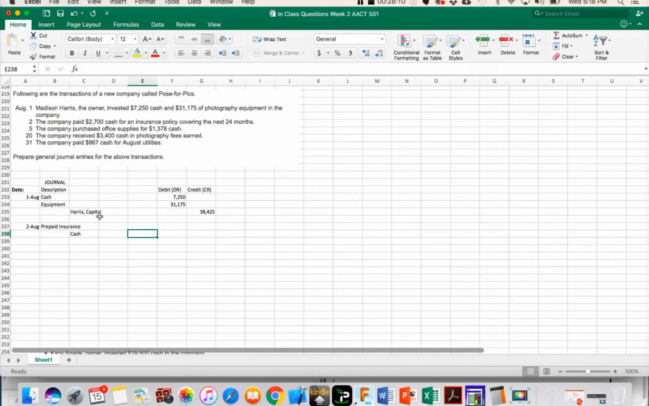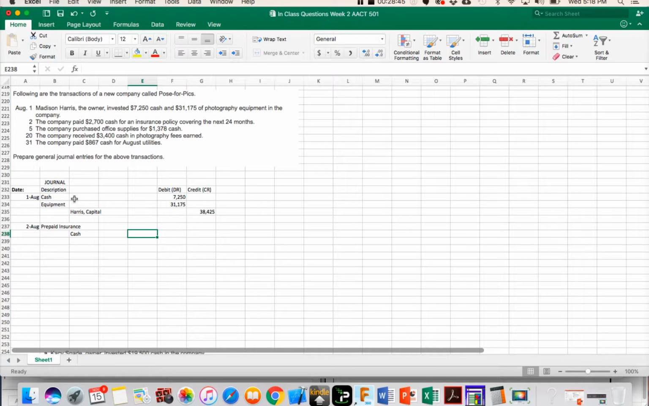Incidentally, how did I know that I was going to credit Harris Capital and debit these two accounts? Well, the easiest way to think about that is in terms of the basic accounting equation and your knowledge that everything that's on the left side of the basic accounting equation carries a debit balance, meaning to raise it or to increase the account, you would debit it, and everything on the right side of the basic accounting equation carries a credit balance. So to raise or cause that account to go up, you would add credits to it.